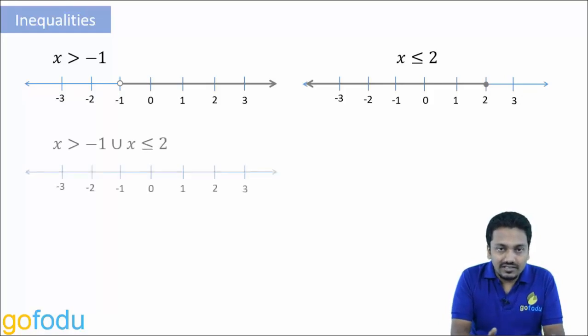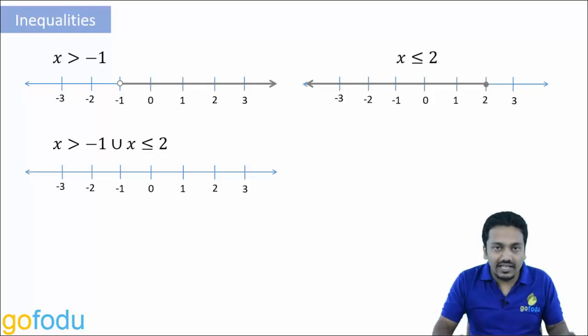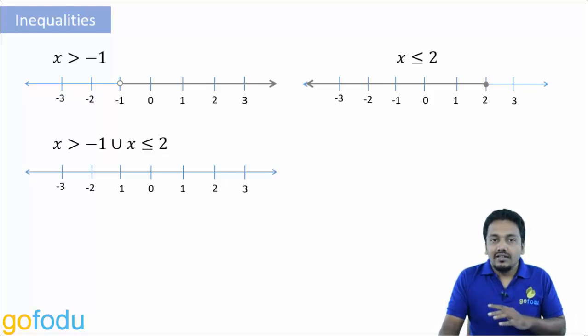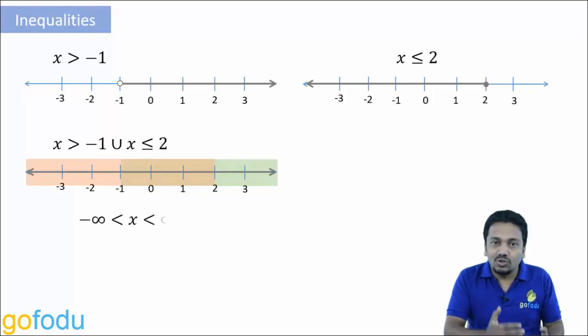Union of these regions, x greater than -1, union x less than or equal to 2. This basically covers everything that is being shown in the two diagrams. Let's draw them one by one. This is x greater than -1 and this is x less than or equal to 2. So basically we are covering the entire number line. Union will give us x belongs to -infinity to +infinity.